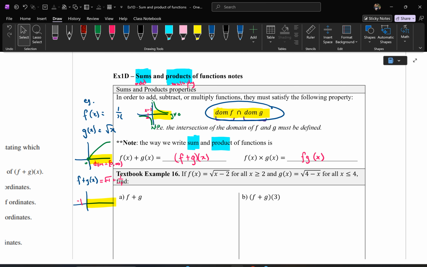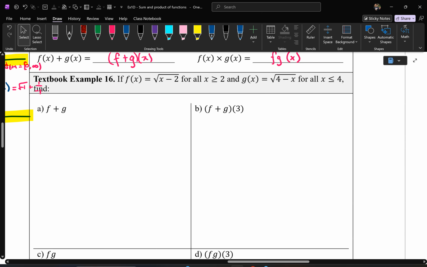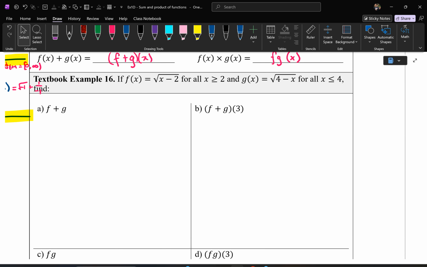That's the skill from chapter 1. Yeah? All right, so here's the first part of the exercise. I just chose an example, Example 16 from your textbook. Say f of x is root of x minus 2. And we know that, therefore, the domain is x greater than or equal to 2.